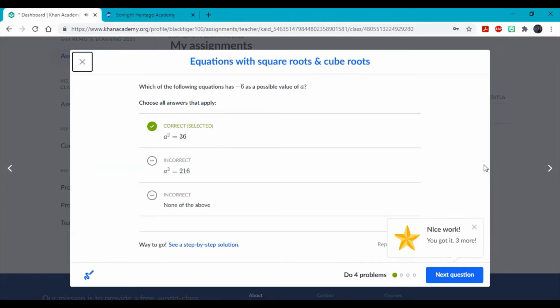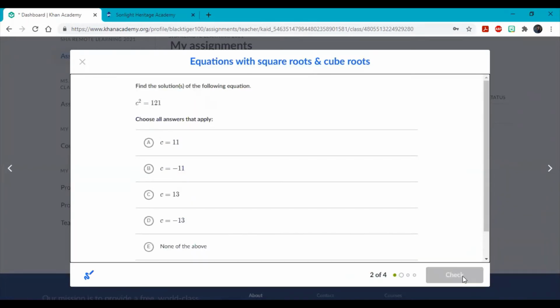One thing that I would encourage you to do is to write those questions down. So I'm writing down A squared is equal to 36. And then -6 times -6 is equal to positive 36. So that is a possible answer to the equation, A = -6, a possible answer. Okay, let's move on to the next question.